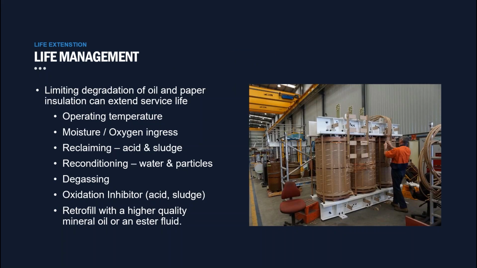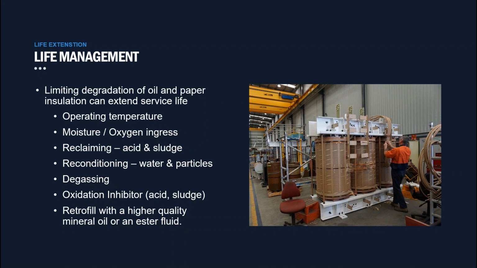So the picture on the right is of another transformer we've manufactured in Newcastle. You can see this one is in a later stage of the manufacturing process. So the paper insulation is brand new, and it's possible to maintain the paper in good condition for decades, like we saw with the first transformer that was manufactured in 1977. So how can this be achieved?